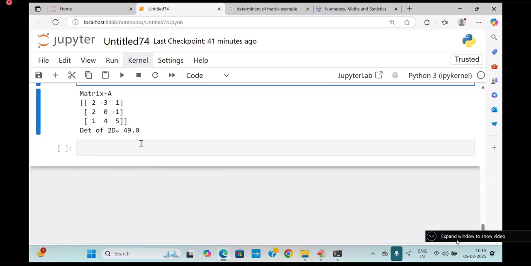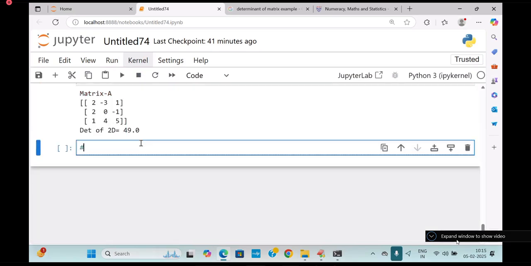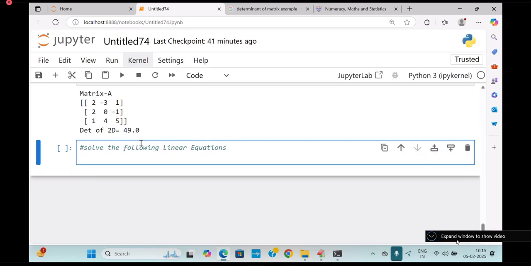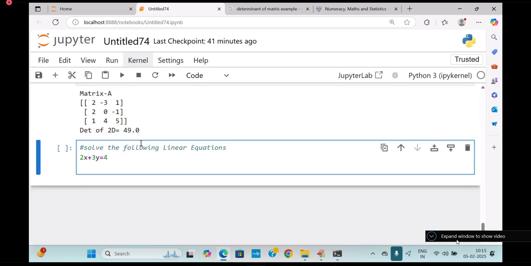So which function am I going to take? Solve the following linear equations. What is the first equation? 2x plus 3y is equal to 4. Next, 6x plus y is equal to 2. So these are the two equations available. Then find x and y. Find x and y values I am taking.